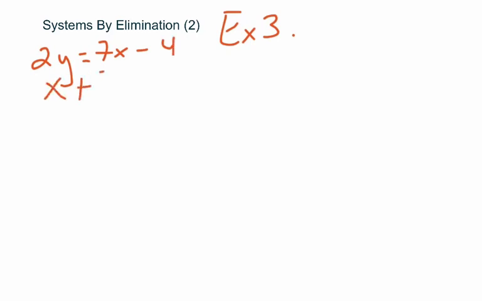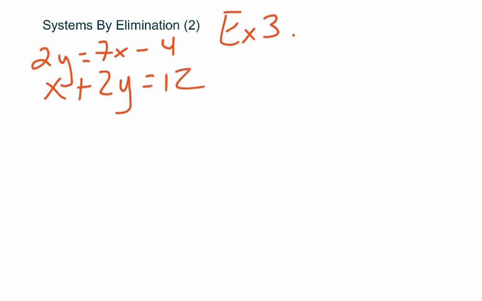did. So this next one, let me title it, this is example 3. Okay, and so this one is 2y equals 7x minus 4, and x plus 2y equals 12.